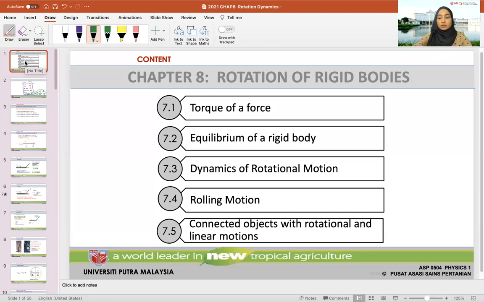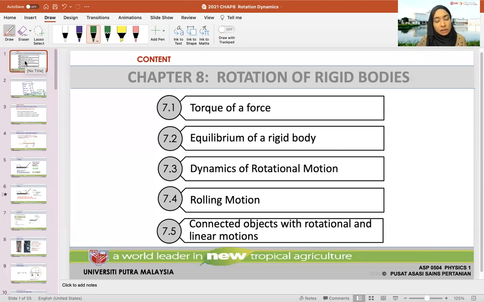Alright. So we are doing chapter 8. Where is my first slide? Oh, it's this one. Okay, so chapter 8 is on rotation of rigid bodies. In chapter 7, we talked about rigid bodies, right? A rigid body is an object that, when it moves, does not change shape. So if the object is moving from point A to point B, we expect it to not change in shape. That is a rigid body.